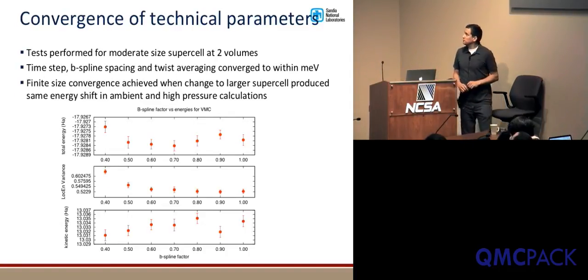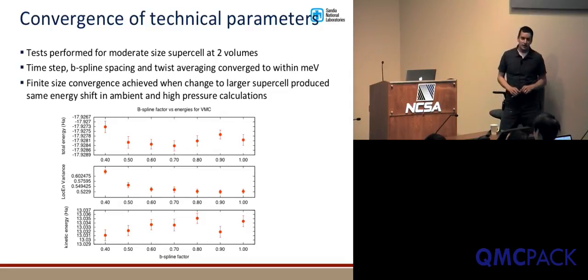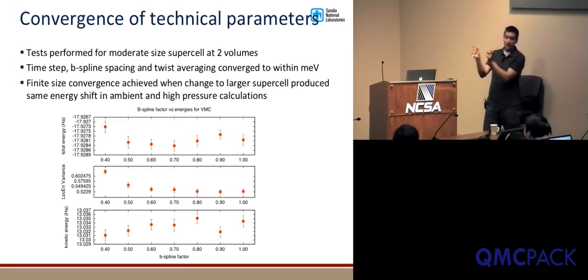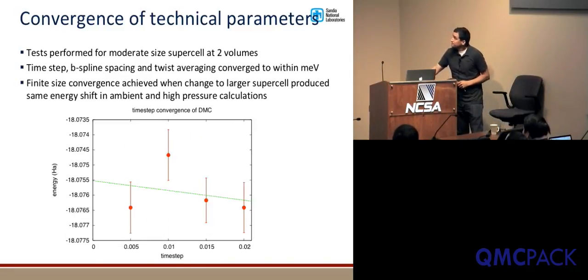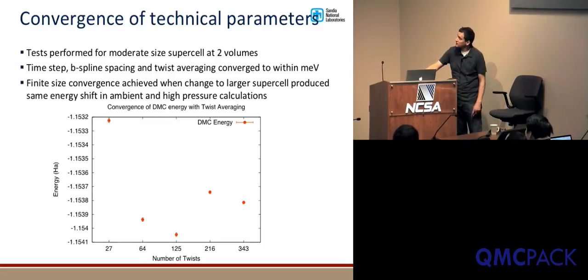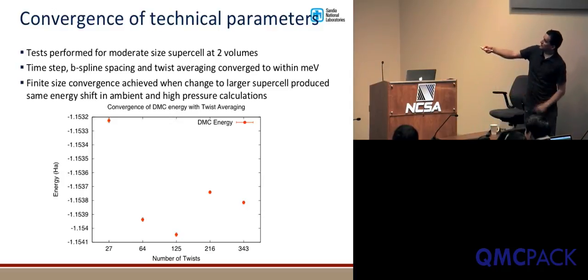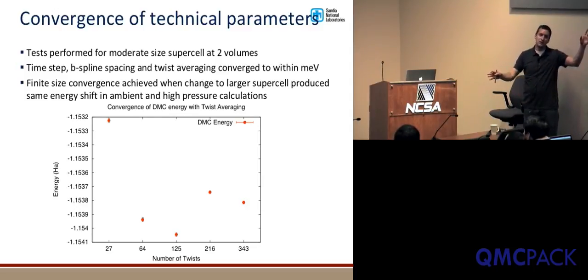So in this case, I was pretty careful to control all of my systematic approximations as much as I could. For low pressure and high pressure, I calculated convergence with respect to the spline spacing, also with respect to the time step in my DMC calculation, and then with respect to the number of twists. It didn't have to be completely converged with the number of twists, but I wanted to have the same relative errors at high pressure and low pressure so that my energy versus volume curve would come out accurately.